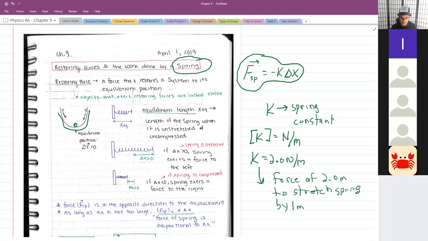So a couple definitions here. X equilibrium is known as the equilibrium length. This is when the spring is not stretched and not compressed. It's just the normal resting state of the spring.